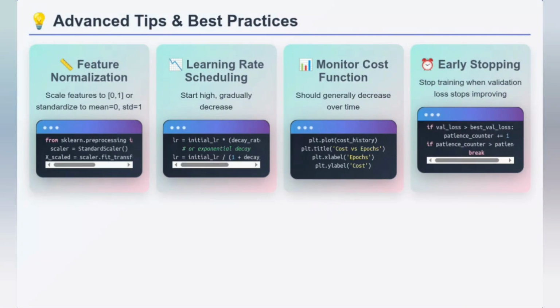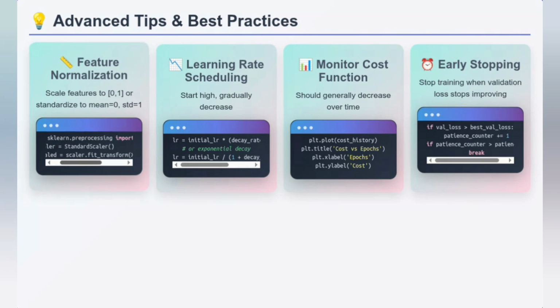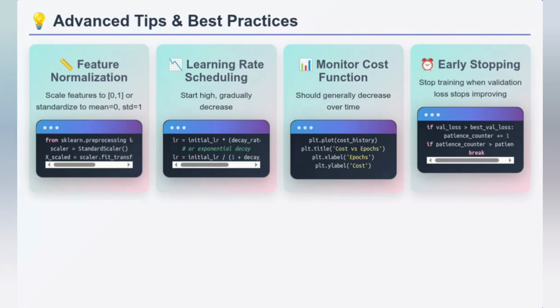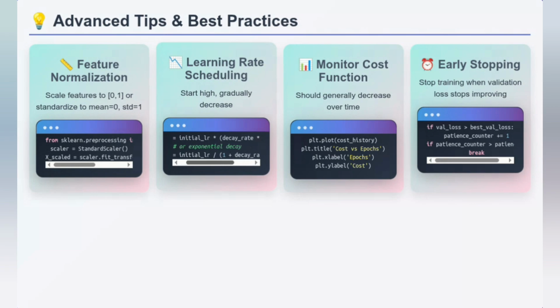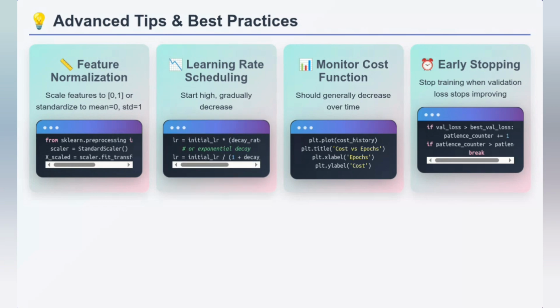Before we wrap up, here are some pro tips for using gradient descent effectively. 1. Always normalize your features. It helps gradient descent converge faster. 2. Use learning rate scheduling. Start high and gradually decrease. 3. Monitor your cost function. It should generally decrease over time. 4. Try different optimizers. Adam is often a good starting point. 5. Use early stopping to prevent overfitting.